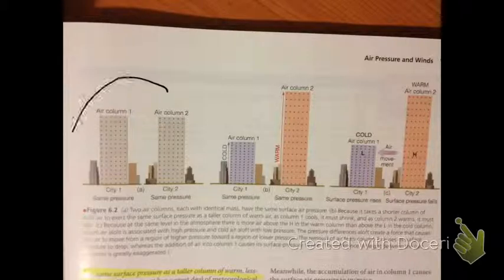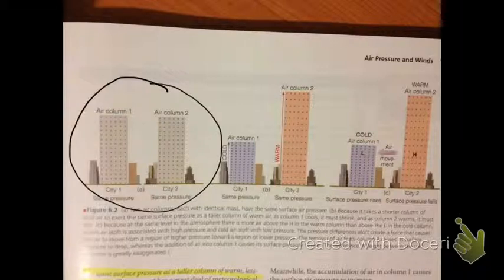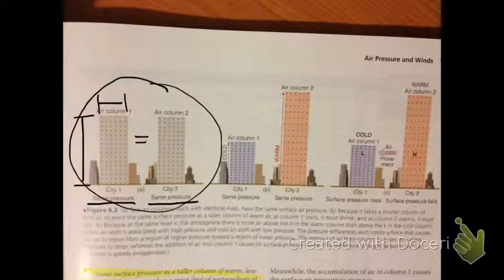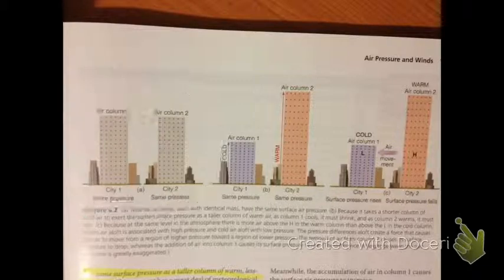The first set of cities represents equal elevations, equal temperatures, and equal surface air pressures. If that is the case, we can assume that there's the same number of molecules in each column above both cities. Because we have an equal number of molecules in each column above both cities, we have equal pressure. The same station pressure will be read at the surface in each of these two cities in this example.